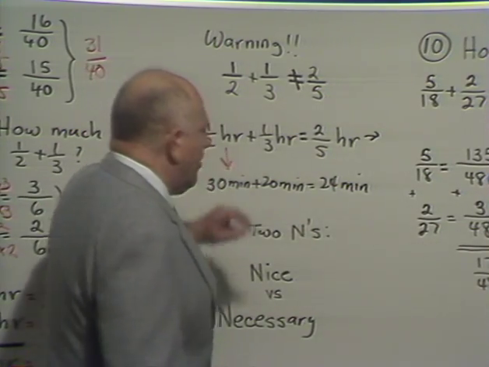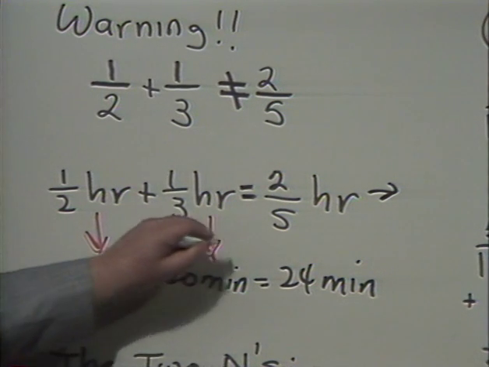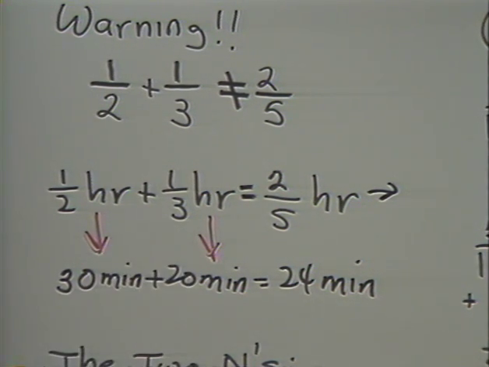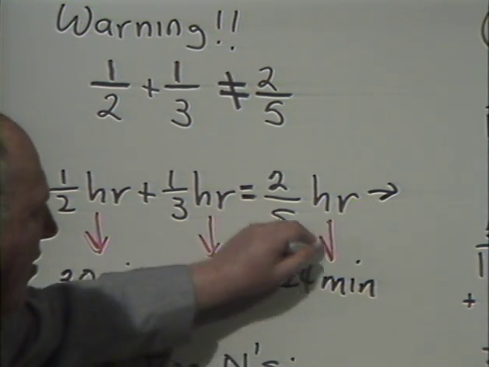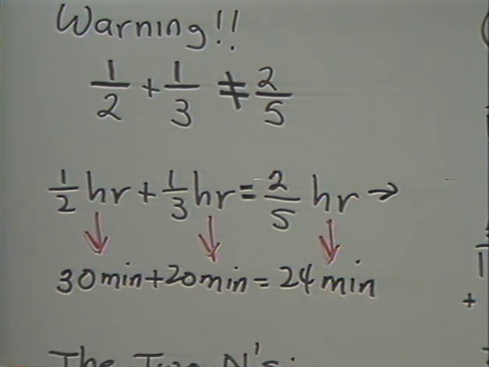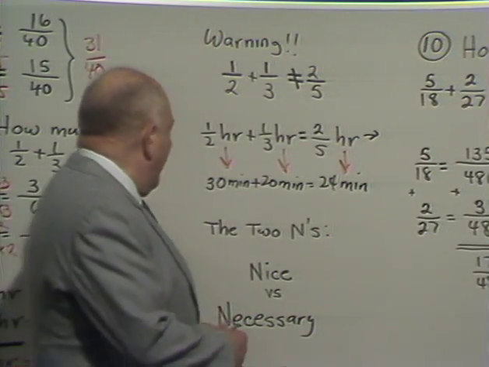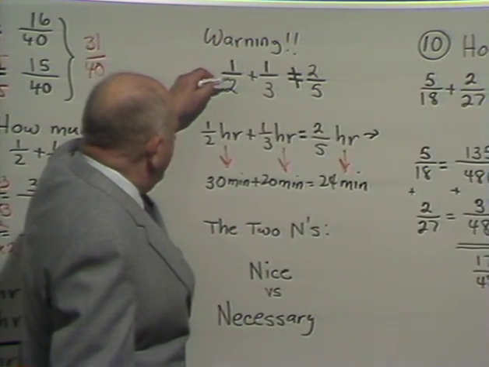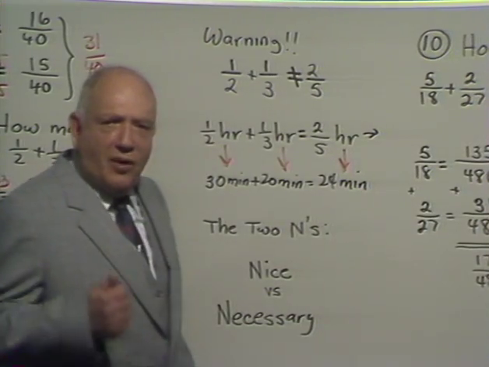See, a half hour is still 30 minutes. A third of an hour is still 20 minutes. What's 2/5 of an hour? See, 60 divided by 5 is 12. 12 times 2 is 24. Look what this statement says. It says 30 minutes plus 20 minutes is 24 minutes. That's ridiculous. In other words, this formula would have been nice, but it's necessary that we don't use it.